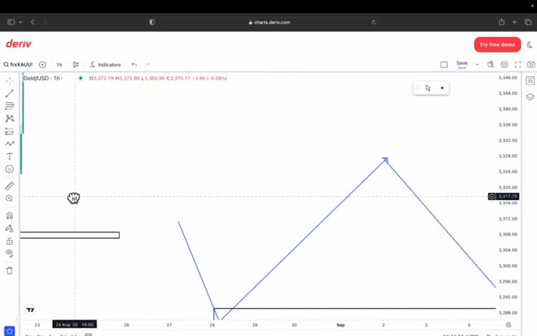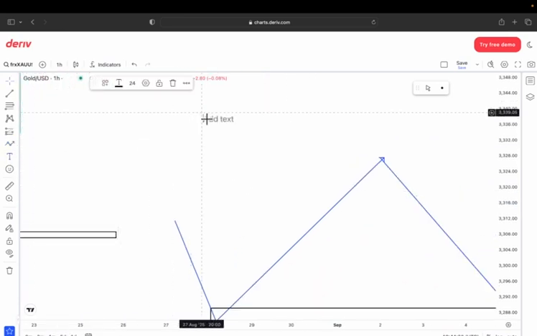Now we have types of key levels. We have the support level, we have the resistance level, and we have the support becomes resistance.